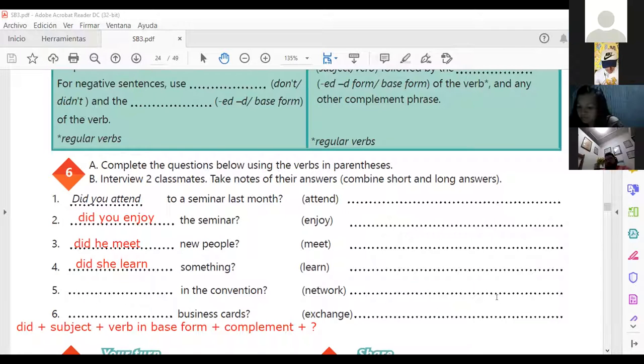There you go. Fatima, read the number 5. Number five is: did he network in the convention? Okay, like this. Did he network in the convention? Okay, very good. Thank you, Fatima.